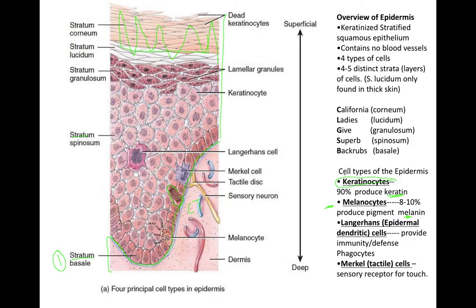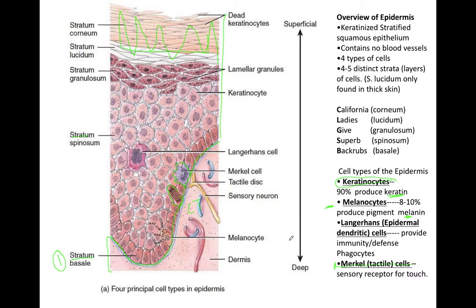And another cell you're going to find in the stratum basale are these sensory receptors. This is called a Merkel cell. A Merkel, aka tactile cell, right here. Here he is. Merkel or tactile cell. These are sensory receptors for touch.